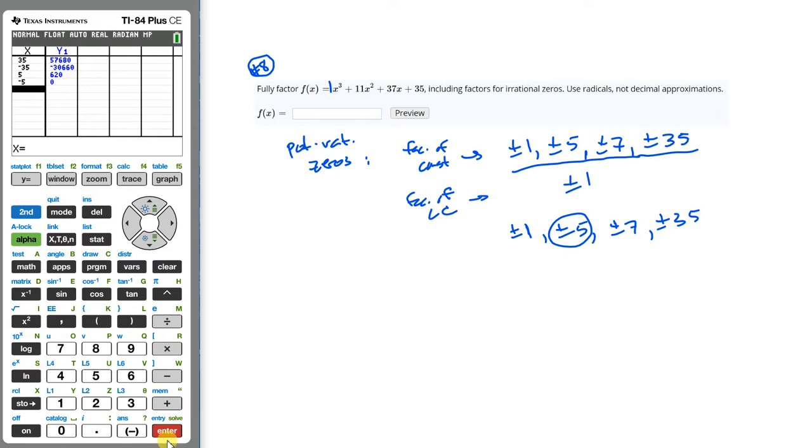7 did not work. Negative 7 did not work. But we already found our zero: negative 5 is our zero. So if negative 5 is our zero, that means x plus 5 is a factor. If x equals negative 5 is the zero, that means x minus the negative 5 is a factor, and we could write that as x plus 5.